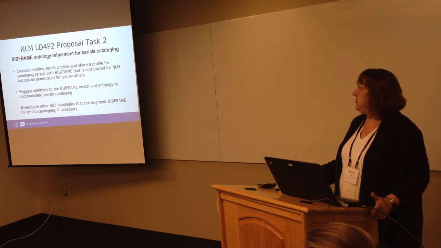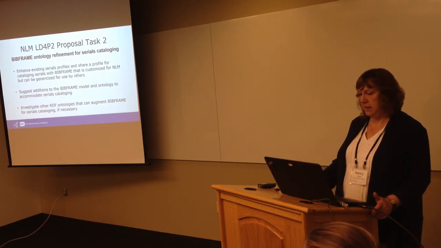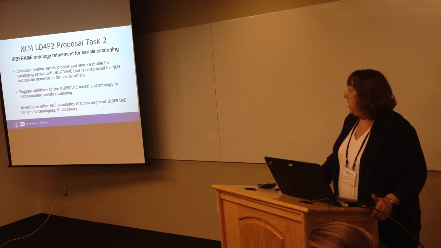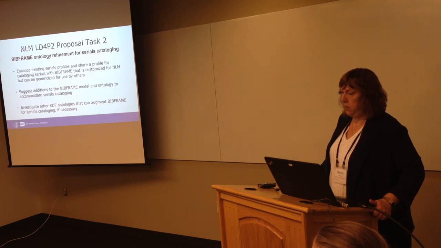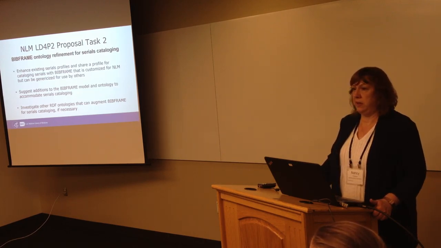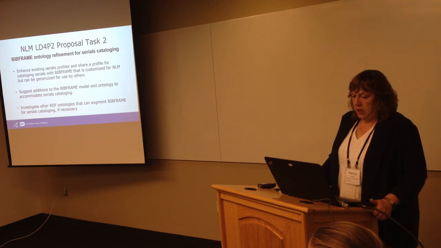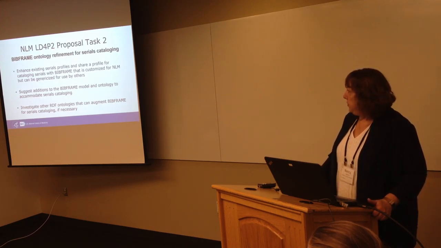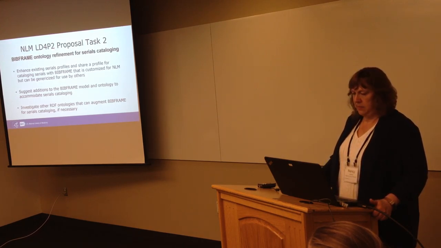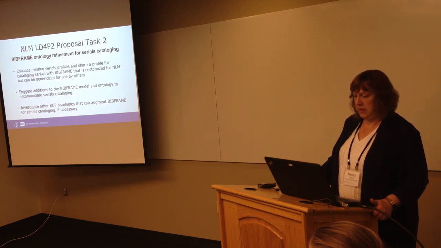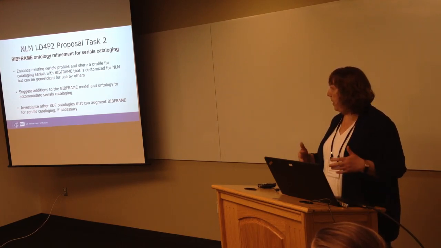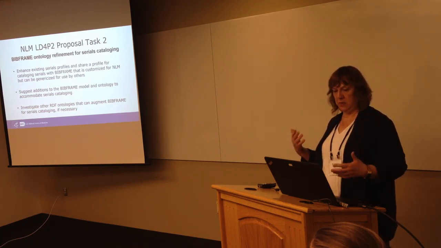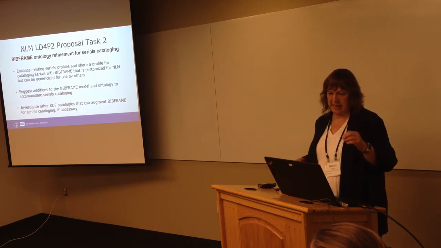And our proposal actually has five tasks, and this is the second task, which is what I'm going to talk about today, which focuses on what we can do to make BibFrame friendlier for serials cataloging. So what we want to do is look at BibFrame, and actually what we've done is pulled the BibFrame serials profile, to see what we can use, what we can't use, what needs enhancement. So that's part of our task.